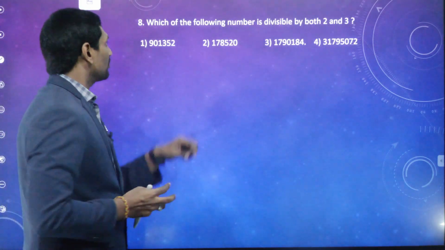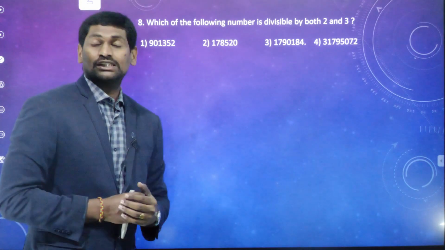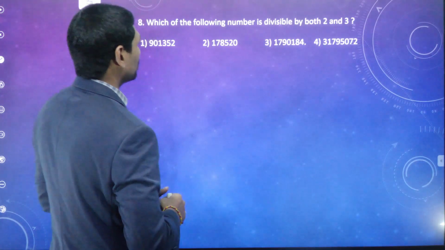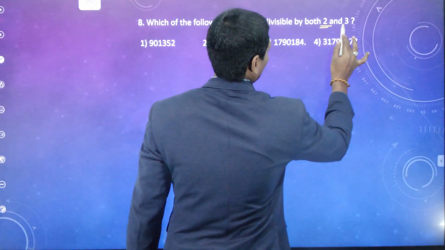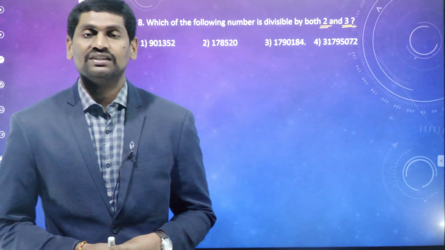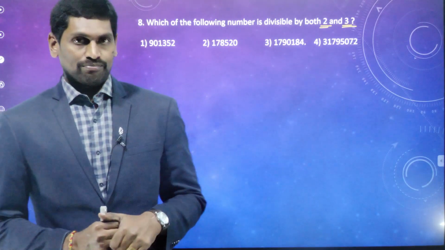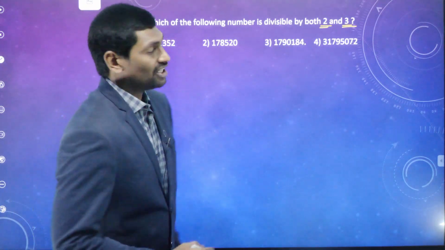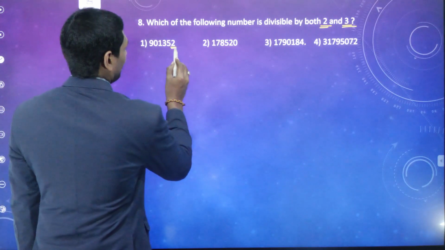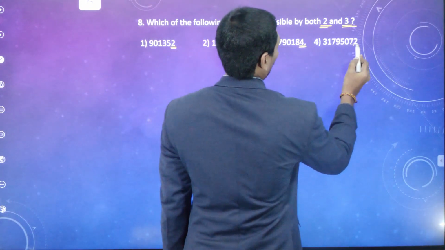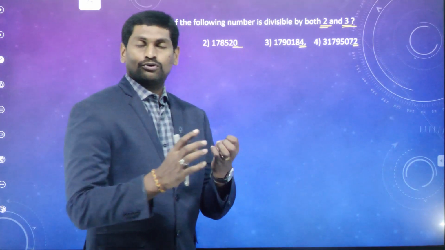Next problem. Which of the following numbers is divisible by both 2 and 3? So again, let us check the 2 rule. What is the 2 rule? The last digit or units place digit of a number is 0 or an even number. Check. Yes, all are divisible by 2, because the last digits are 2, 0, 4, 2, all even or 0. So all 4 options are correct.